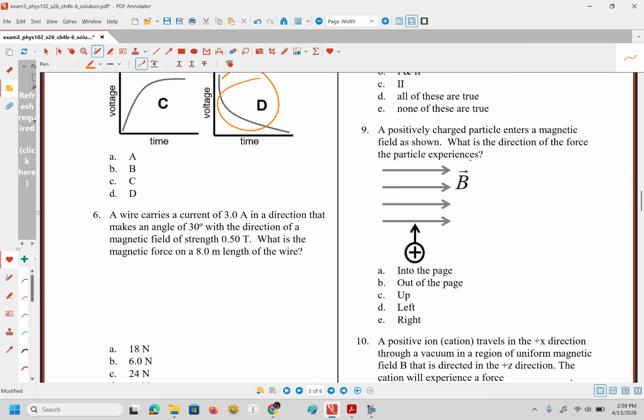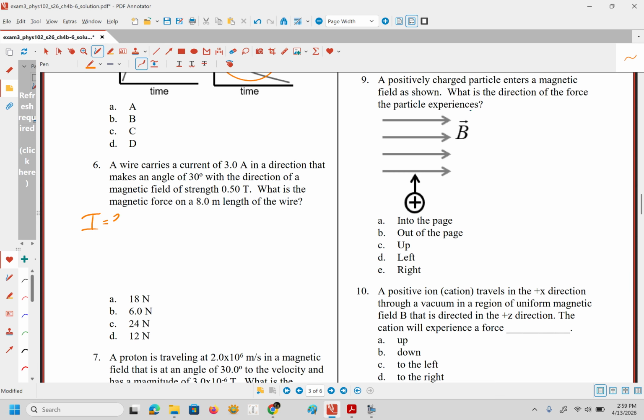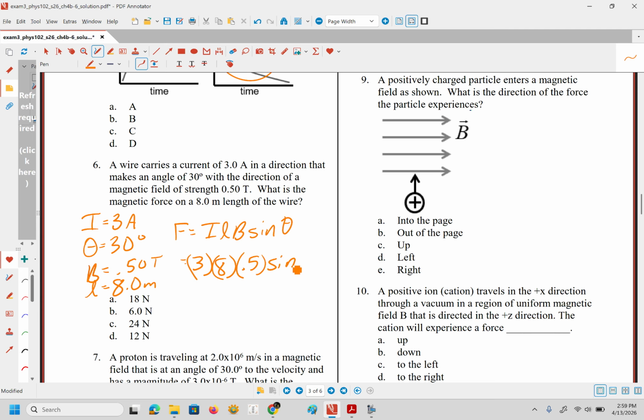A wire carries a current of 3 amps in a direction that makes an angle of 30 degrees with a magnetic field of 0.5 Tesla. What is the magnetic force on a length of 8 meters of wire? So F is equal to I L B sine theta. That's going to be 3 times L, which is 8, times B, which is 0.5, times the sine of 30. That's 6.0 newtons. So B is the right answer.